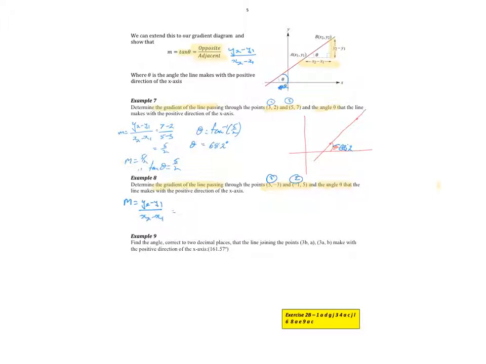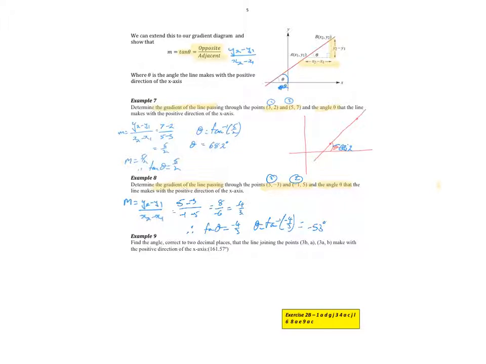So we'll get our 5 minus 3 for our y2 minus y1 over negative 1 minus 5. So be careful with negative signs. 5 minus 3 is 2, and negative 1 minus 5 is negative 6. So again, we'll end up with negative 4 on 3 is equal to the gradient of our line. So that means tan theta equals negative 4 on 3. To work out theta, we use our tan inverse relationship, and that'll come up with an angle of negative 53 degrees.